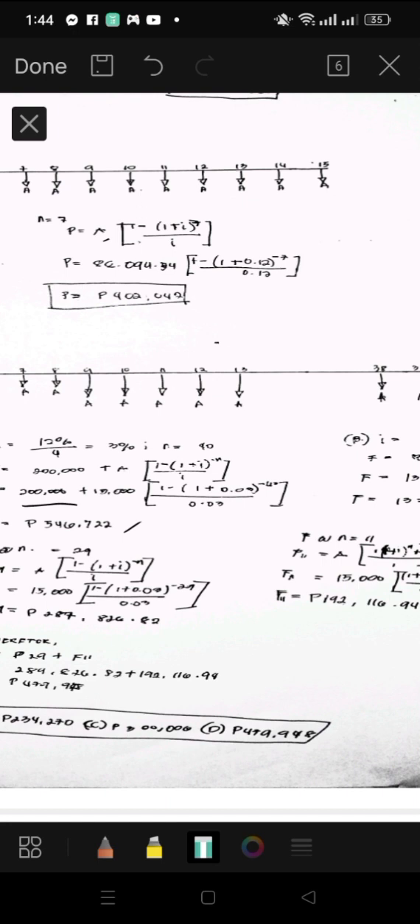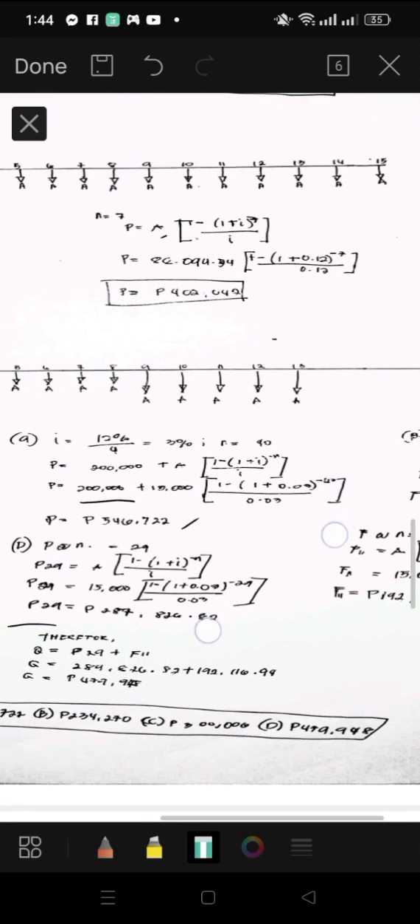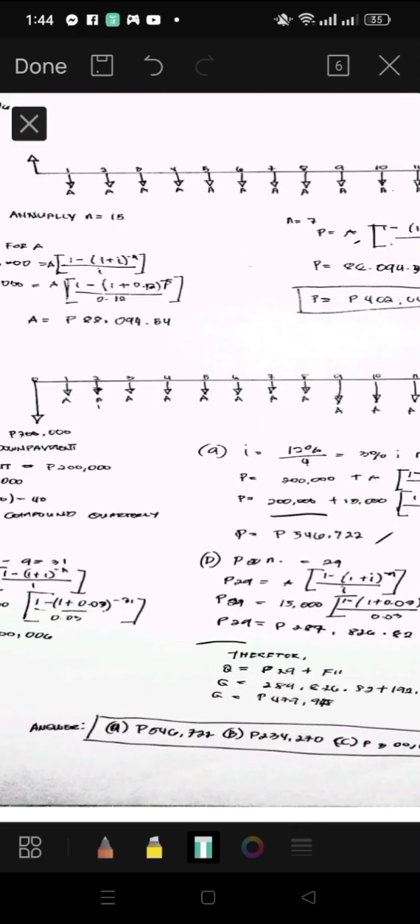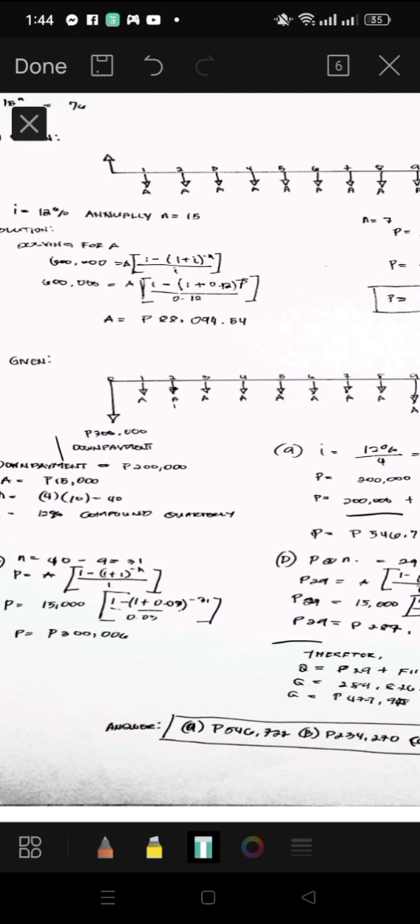So the next question is C. After making 8 payments, Mr. Perez wishes to discharge his remaining indebtedness by a single payment at the time when the ninth regular payment was due. What must he pay in addition to the regular payment then due? So our solution is n is equal to 40 minus 8, and i is equal to 3%.